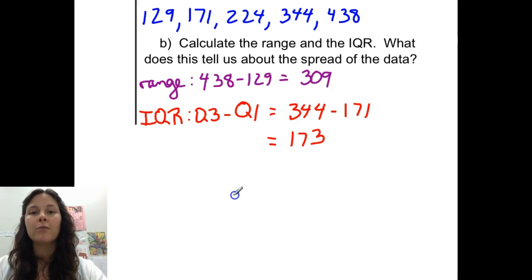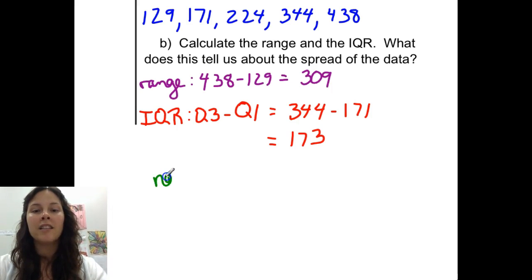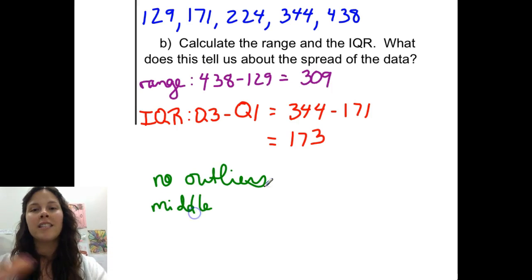To compare these, the range should be about twice as big as the interquartile range because it's covering twice as much data. The interquartile range is only covering the middle half of the data. If we double 173, which is our interquartile range, we get a value of 346. That's bigger than the range overall. This says to me we have no outliers. If we did, the range would be bigger than it is. And it also tells me that the middle half of the data is actually more spread out than the data overall.